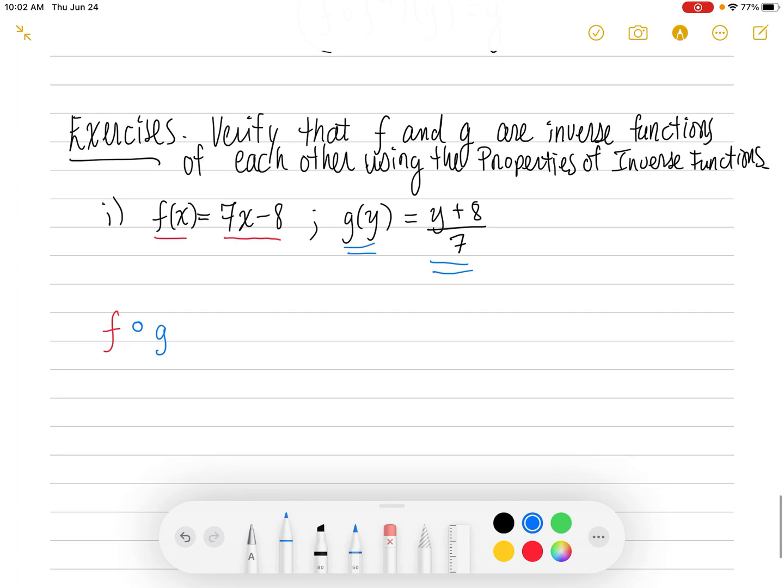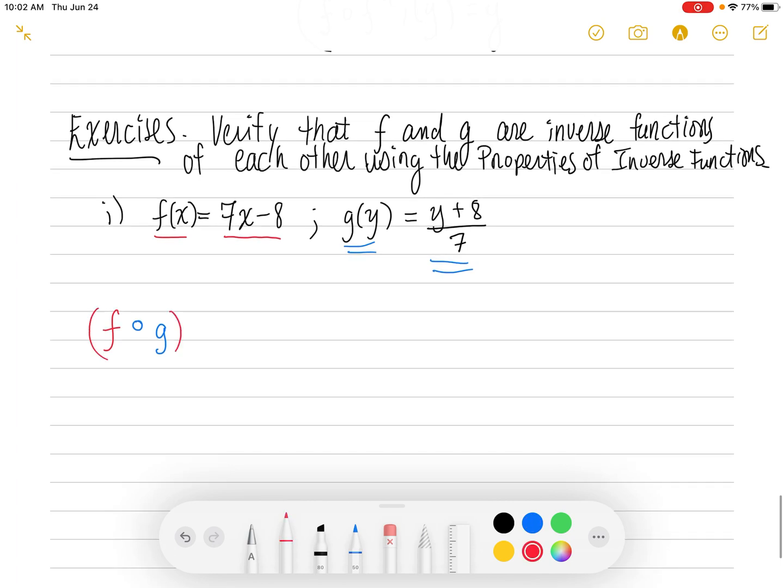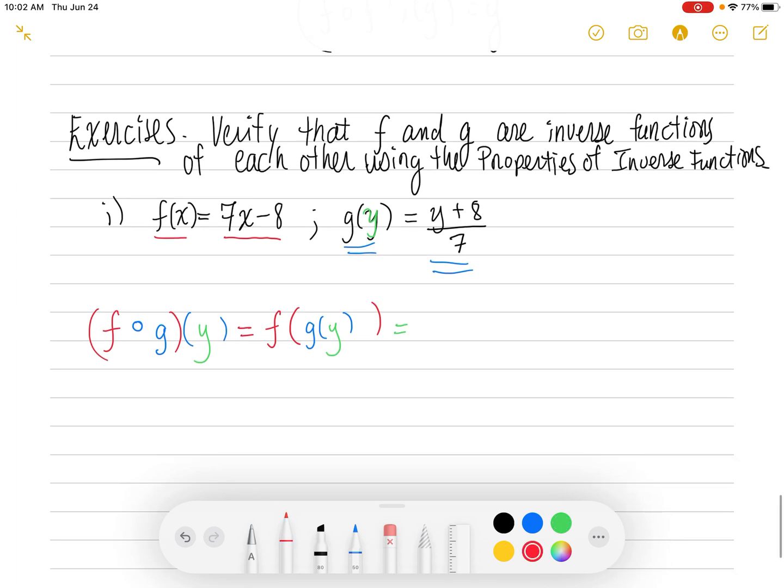F circle g of y. We'll do it like that. So I'm putting the y there because the g goes with the y. You see the g right here is right next to the y, so I'm using y there. So you write this out. This is going to be f of, and then inside g of y.